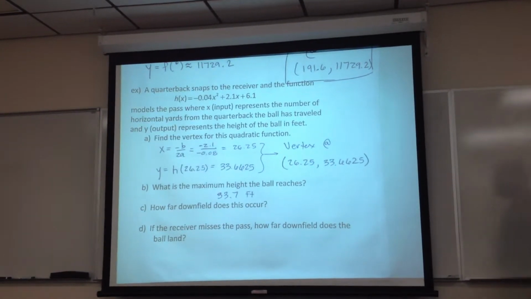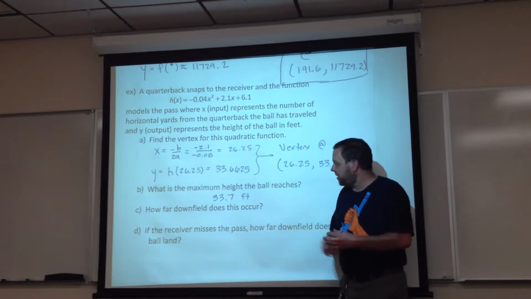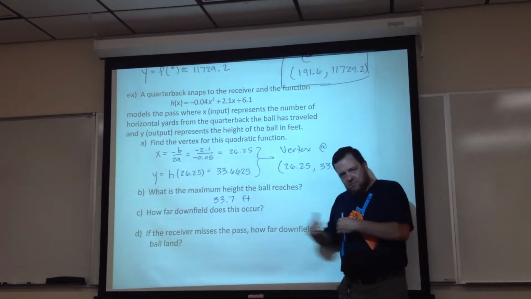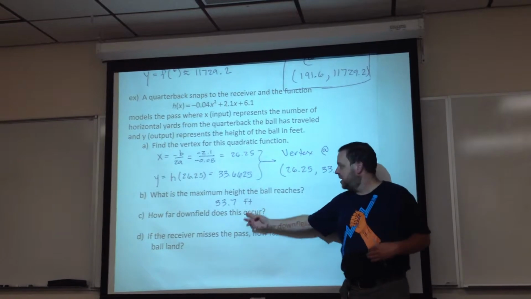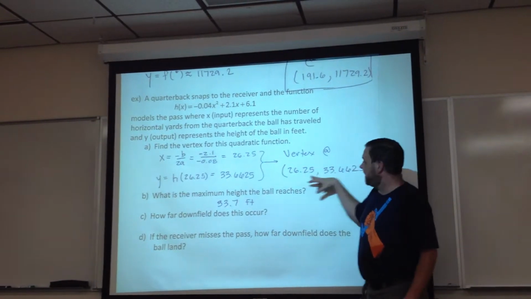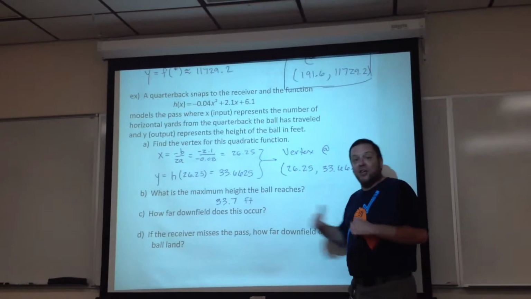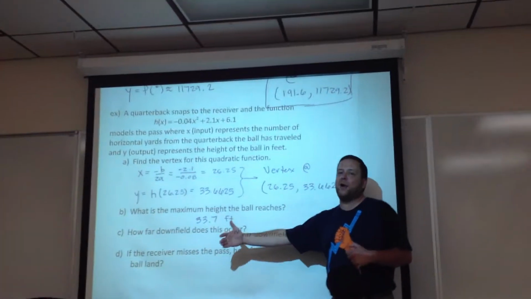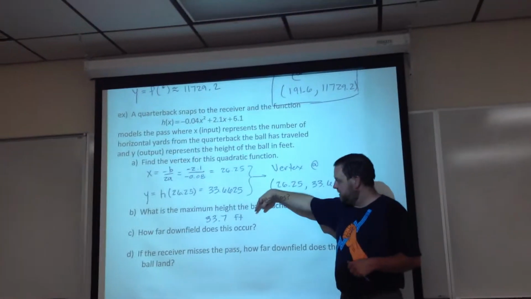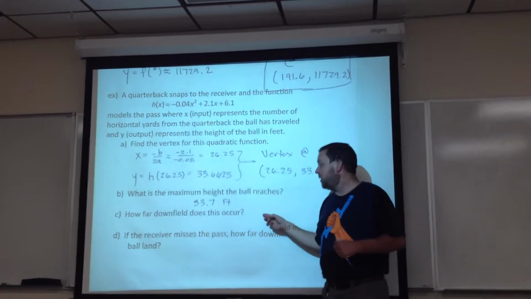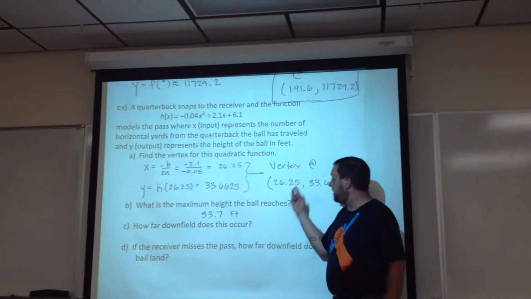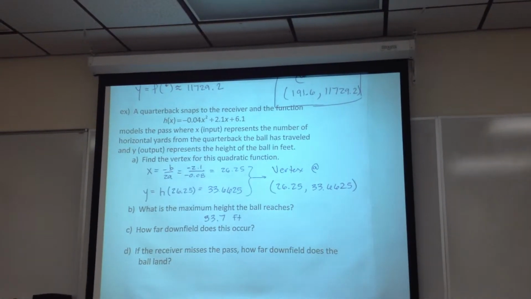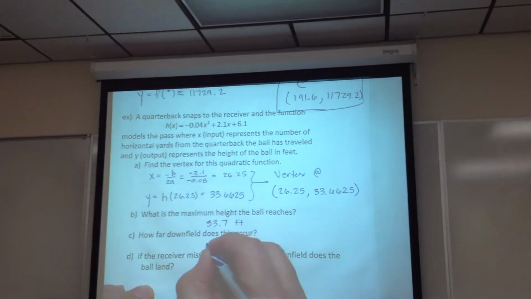And then it asks, how far downfield does this occur? In other words, how far downfield, horizontally, in terms of yard markers, when it reached that maximum height? Well, it was 26.25 yards downfield from the quarterback when it reached that 33.7-ish maximum height. So that's asking for that horizontal distance. How far downfield? About 26 and a quarter. Well, exactly 26 and a quarter yards.